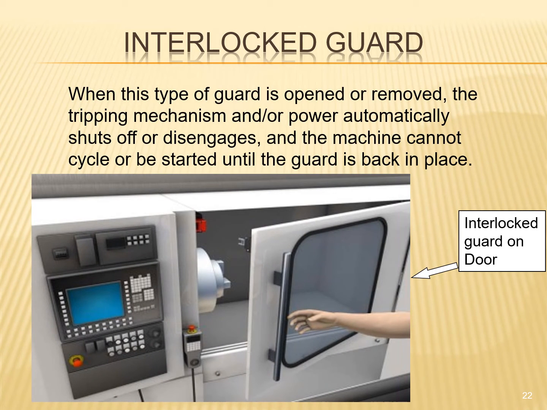Interlocking guards. When this type of guard is opened or removed, the tripping mechanism and/or power automatically shuts off or disengages, and the machine cannot cycle or be started until the guard is back in place. And here is an example of the door opening on a CNC type lathe or machine, which would stop the process.